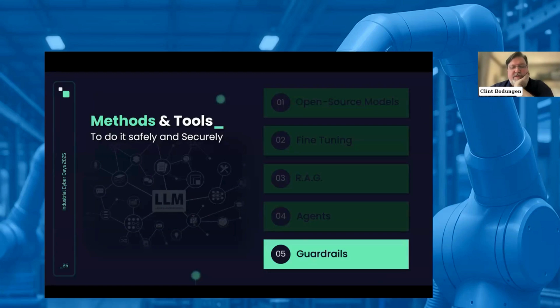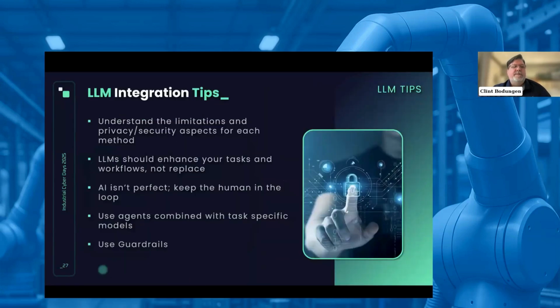And then finally are guardrails. And really this goes back to the guardrail agent, right? If you're using an agentic system and you're using agents, then you're going to have a guardrail agent, and I already talked about what the guardrails are.